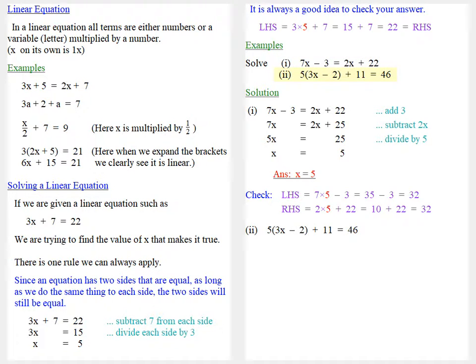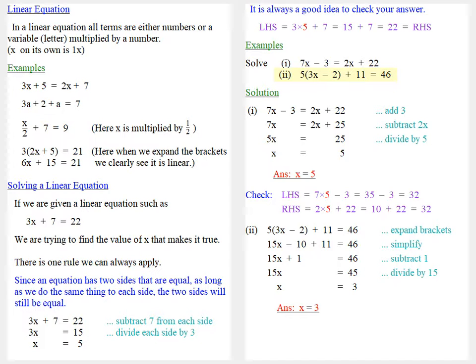If we look at the second equation, 5 into 3x minus 2 plus 11 equals 46. The first thing to do is expand the brackets. Now that gives us 15x minus 10 plus 11 equals 46. We can simplify it a bit. That's 15x plus 1 equals 46. If we subtract 1 from both sides, we'll end up with 15x equals 45. And we can divide by 15. So on the left-hand side we have x, and on the right-hand side we have 3. So our solution is x equals 3.